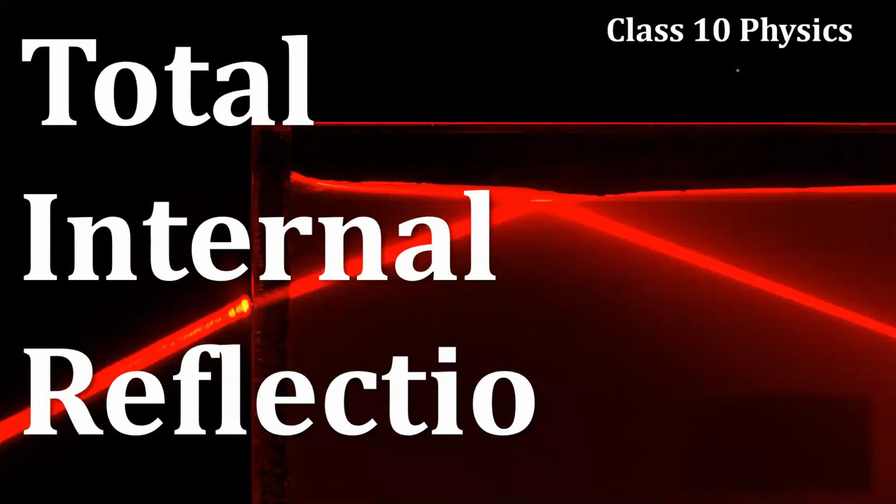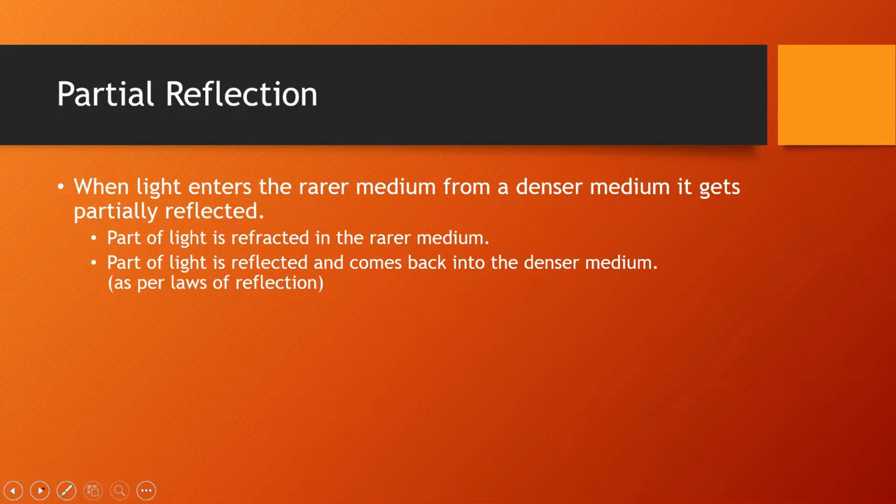Students, hope you went through the previous topics, dispersion and formation of rainbow, right? In the topic of formation of rainbow, I had told you something regarding total internal reflection. That is, when the 7 band of colors enter the water droplet, it gets totally internally reflected, right? Now, what is this total internal reflection? Let's see.